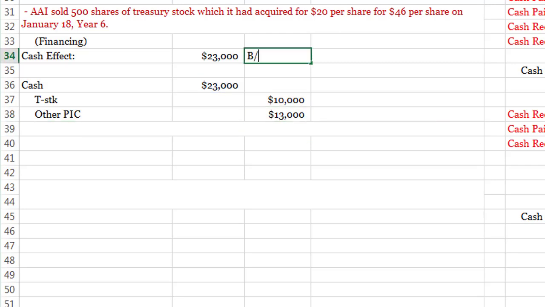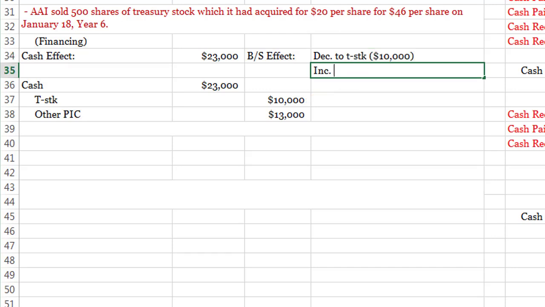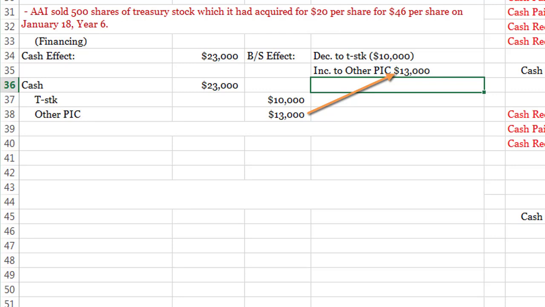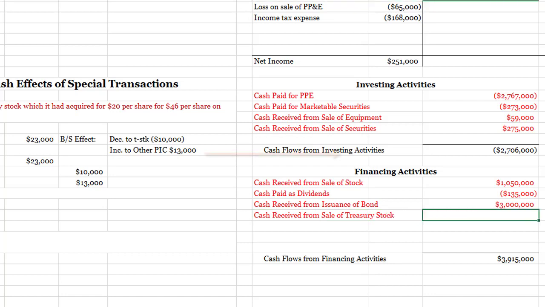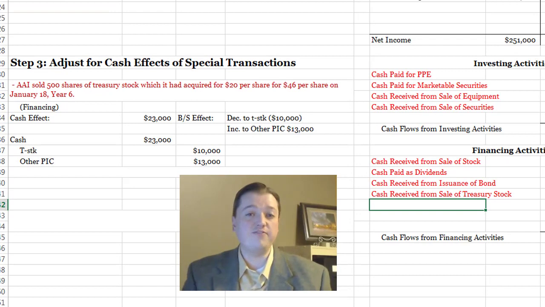between the two. My balance sheet effect would be a decrease to treasury stock and an increase to other paid-in capital, 13,000, because paid-in capital is an equity account, so credit increases the account. Well, now I know my cash effect and my balance sheet effects, so again, I can put it into my worksheet. This is cash received, sale of treasury stock, $23,000.